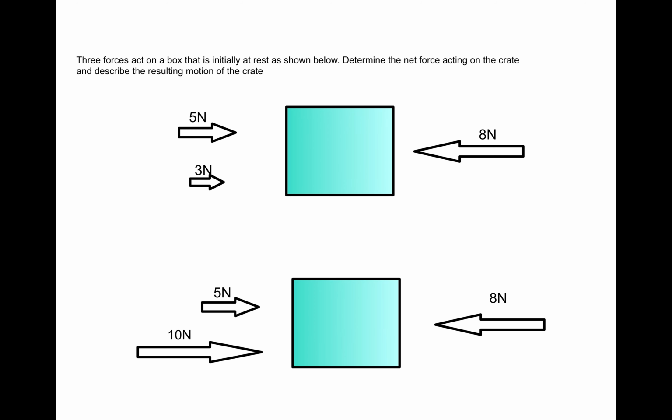Look at the forces on the box shown in the diagram below. The net force acting on the box, and describe the motion. The box would go in the direction of nowhere, because that's an equal force. This is an equal force.